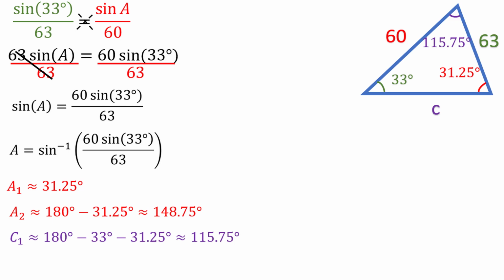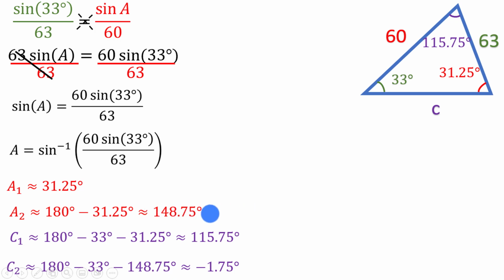Now I'm going to take a moment to find what C2 would be equal to. C2 would be equal to 180 degrees minus the 33 degrees that we already had minus 148.75 degrees, because that is our other option for A. If we do this calculation, we will have 180 degrees minus 33 degrees minus 148.75 degrees, which is equal to negative 1.75 degrees. But of course, we can't have a negative angle on a triangle, so that means that there actually is not a second possibility for this triangle.